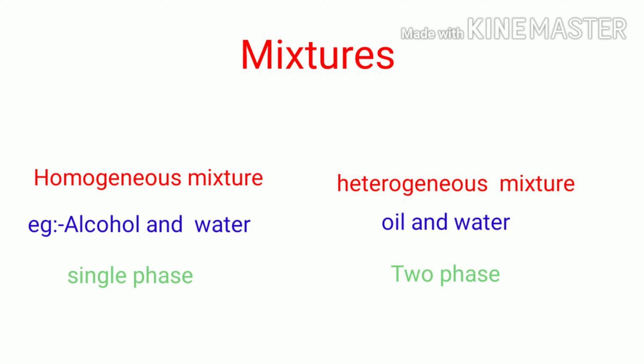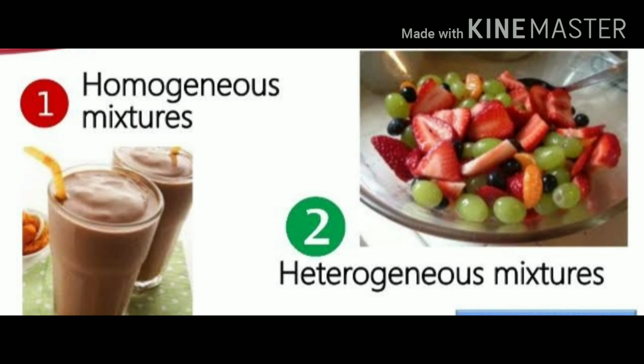Now if you move on to heterogeneous mixtures, you will see that when you mix both the substances, you can differentiate the two substances very well. For example, if you are mixing oil and water, even after mixing it vigorously, the two layers separate out, right? So you can see the two phases in there. That is why it is an example of heterogeneous mixture.